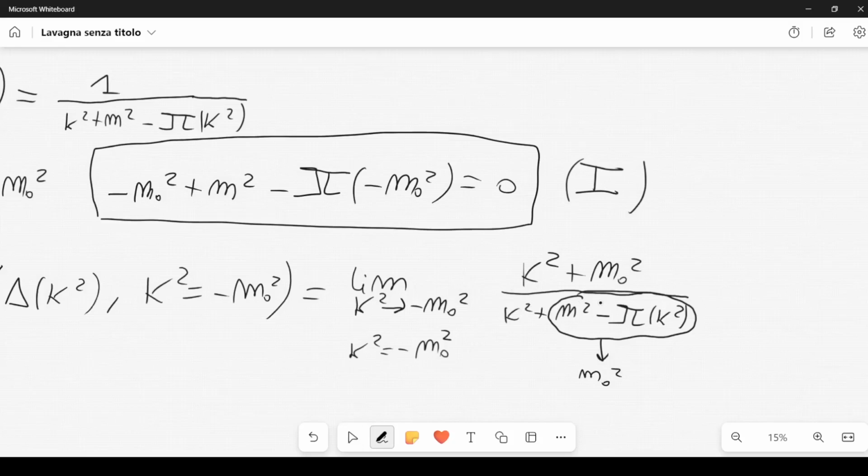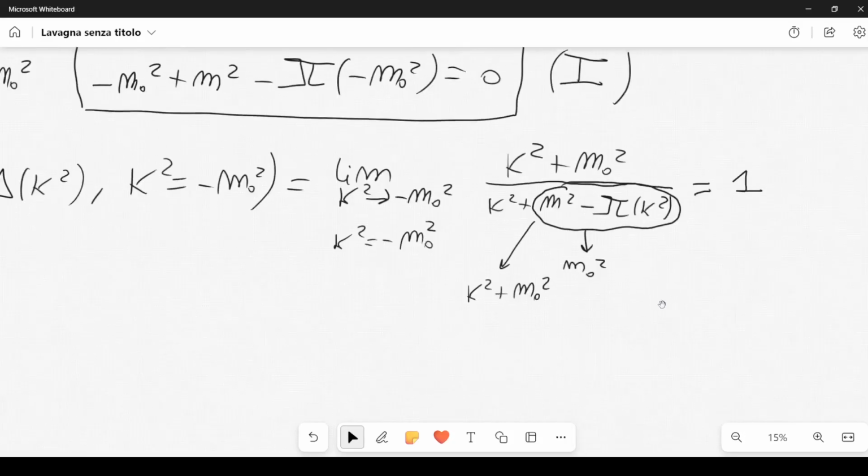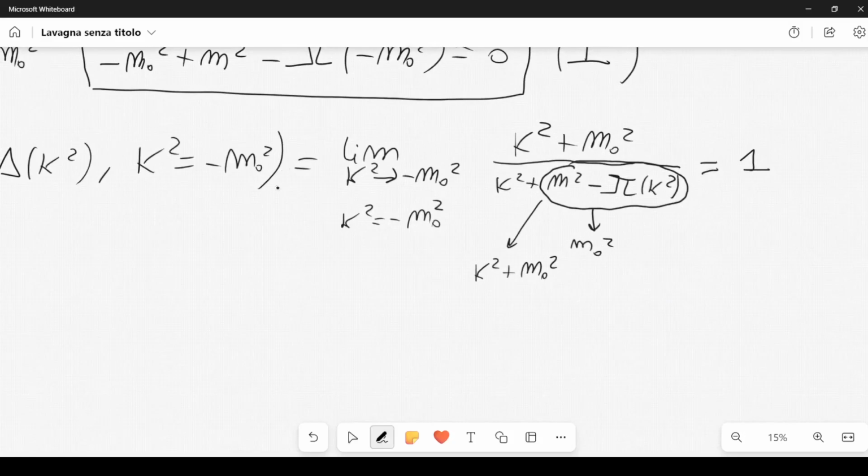But this means that this denominator here can also be written as something like k squared plus m0 squared. And therefore we expect that this limit will give us 1. And this turns out to be another condition that we have to impose on pi.